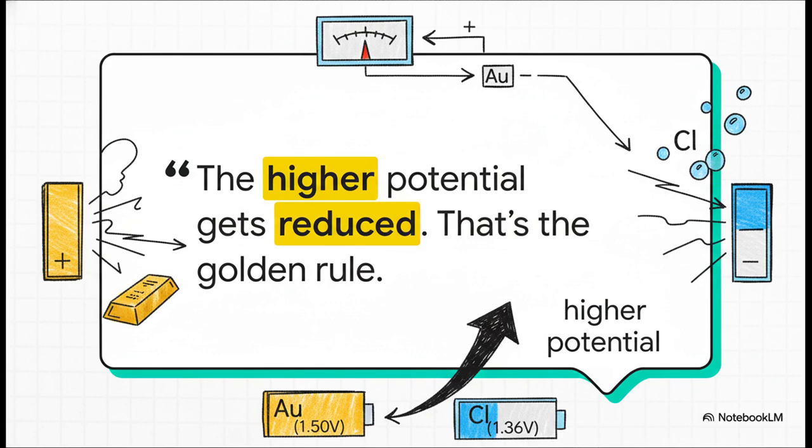And here it is, the one simple rule you need to remember. The reaction with the higher potential is the one that wins the electron tug-of-war. It gets reduced. It's really that simple. Gold clocks in at 1.50 volts, which is higher than chlorine's 1.36. So that tells us the gold electrode is our cathode, and the chlorine side has to be our anode.